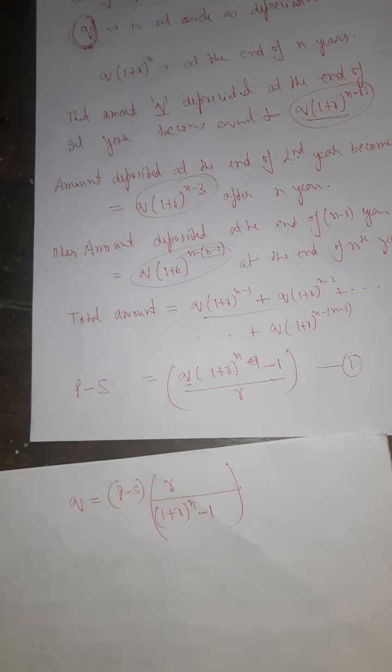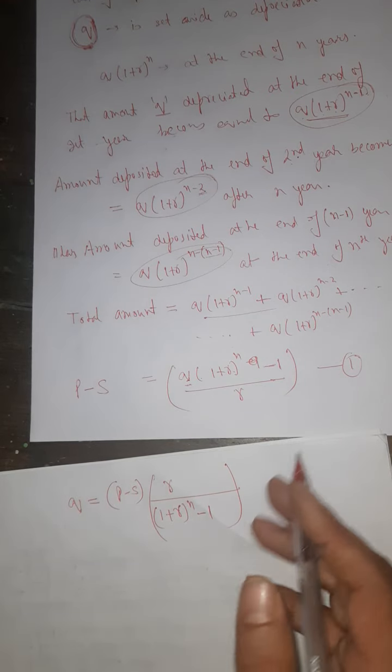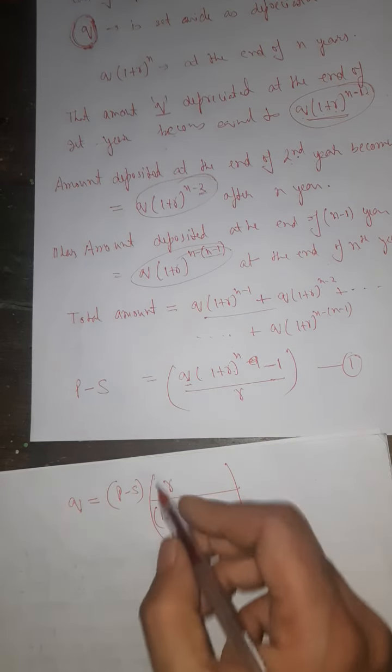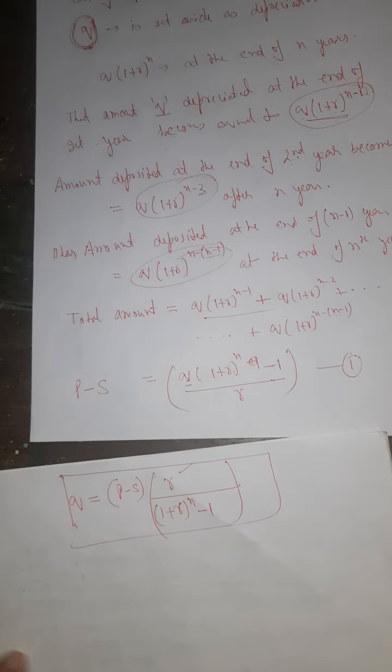So the problem of the interest has been solved here. The interest which we avoided in the first two methods has been accounted for in this method, the sinking fund method.